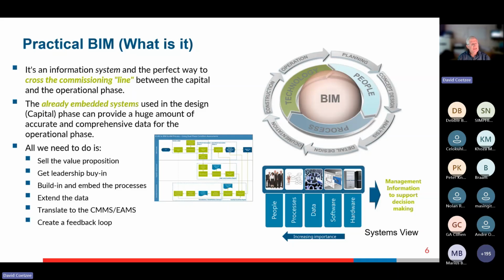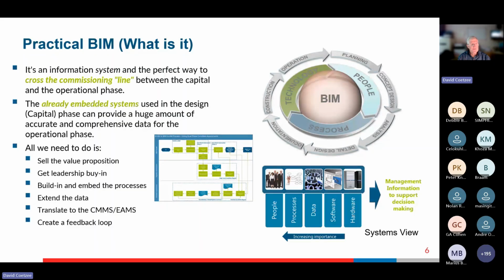We need to get leadership buy-in. We need to build in and embed the processes. So that's the people and the process side. We need to extend the data and make sure we understand what data we need to embed within our models and how to transfer that across in a way that is standardized, that can be used going forward. And then we need to translate that data into the computerized maintenance management and enterprise asset management systems. And then we need to create the feedback loop.